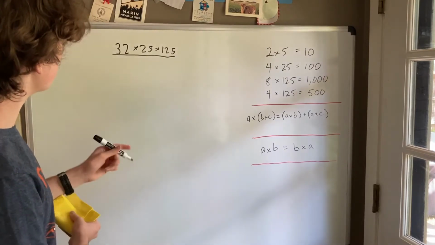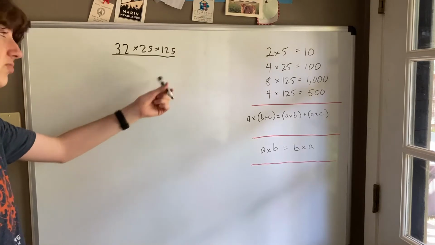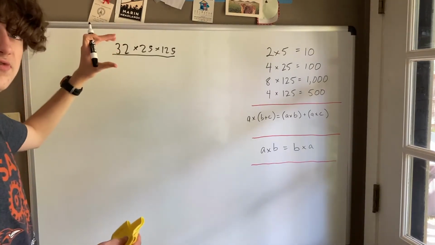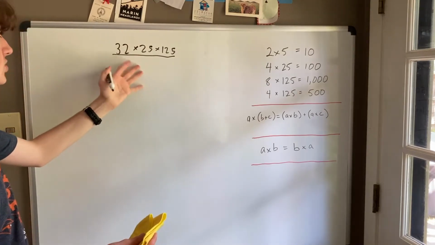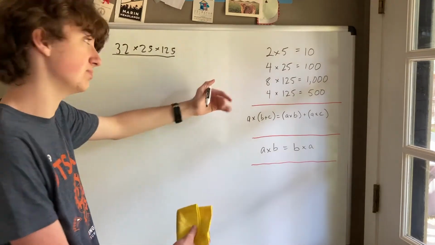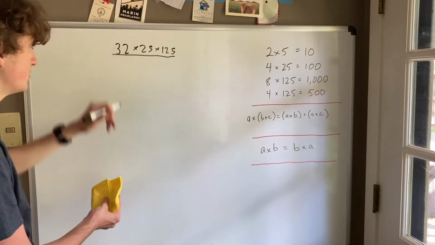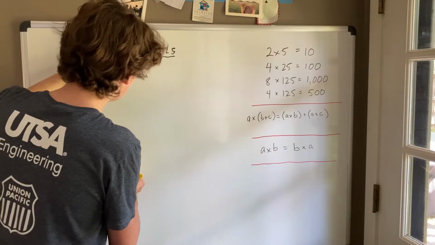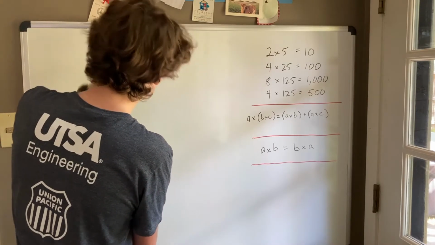All right, let's try another problem. This problem looks pretty intimidating because we have 3 multiple digit numbers, one of which is a 3-digit number. However, 32 is in a very good position to turn this equation into 2 of the ones that we already have over here and make the problem very, very simple. So 32, if you remember your times tables, yet again, is a multiple of 4 and 8. So 4 times 8 times 25 times 125.